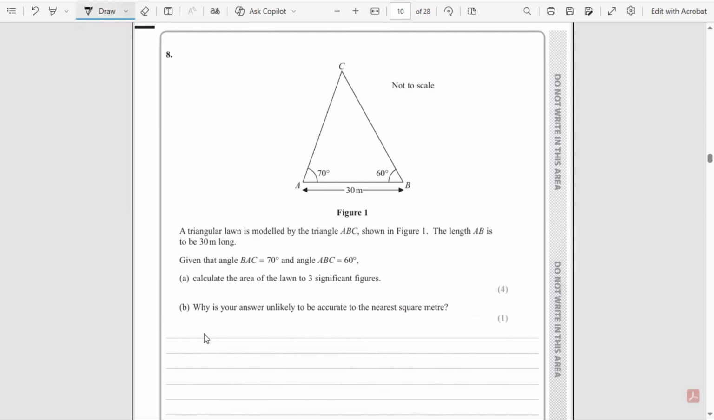Hi everyone. So in this video, we're going to work through a year 12 trig question where we will have to use either the sine or cosine rule and also the half ab sine C area of a triangle formula.